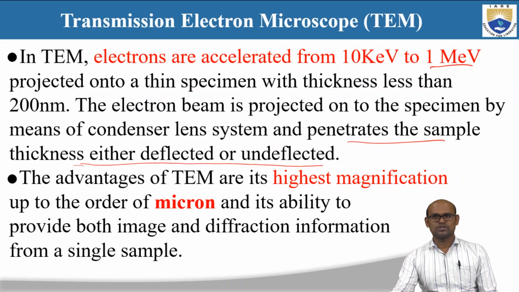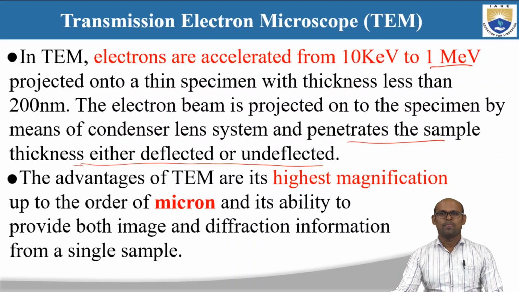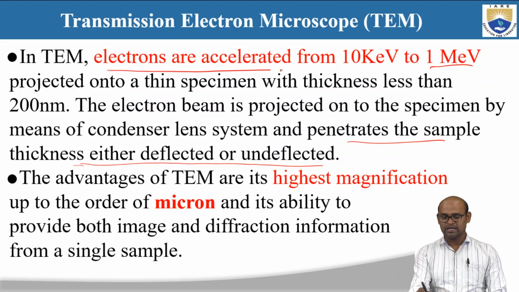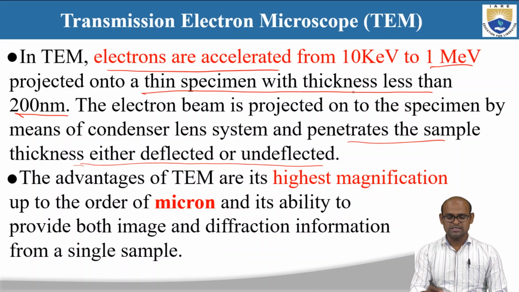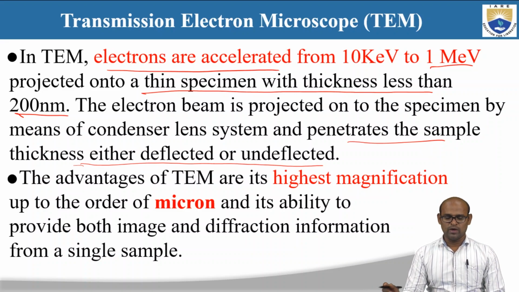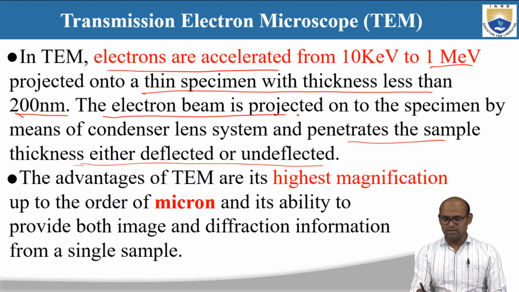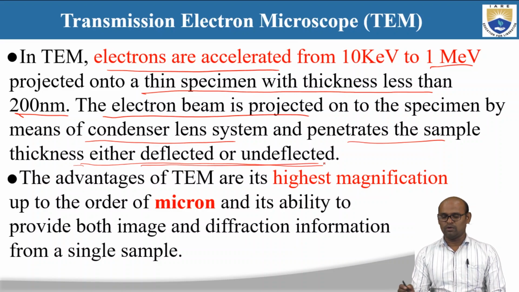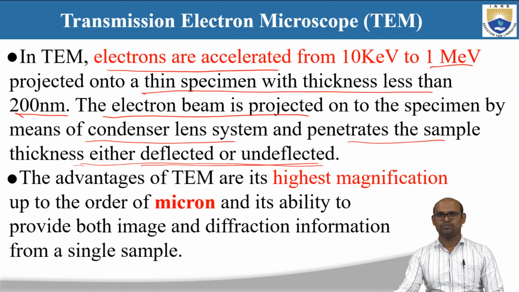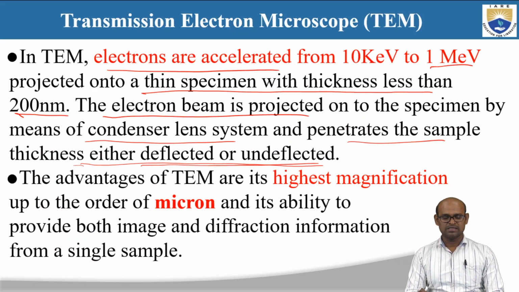So what happens in the transmission electron microscope, which is one of the characterization techniques to study nanomaterials? Electrons are accelerated from 10 kilo electron volts to 1 mega electron volts, projected onto a thin specimen with thickness less than 200 nanometers. So we take a nanomaterial specimen whose thickness is less than 200 nanometers. Then the electron beam is projected onto the specimen by means of a condenser lens system, and this beam penetrates the sample thickness, either deflected or undeflected.